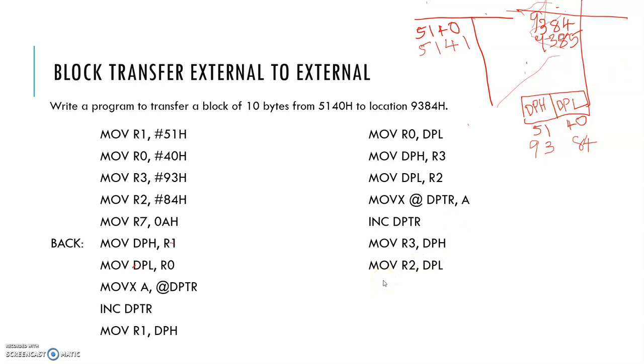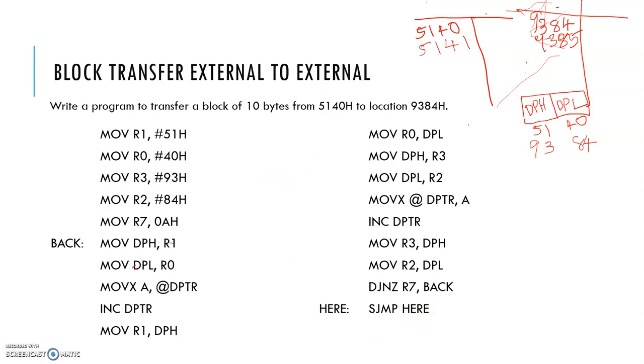So we can use the loop for this using DJNZ, that is decrement and jump if not 0, R7 register, where we store the count. So till R7 register becomes 0, this loop will be executed, that is the count is 10, so this loop will execute 10 times. So 10 bytes of data is moved from the location starting from this address to the location starting from this address. So to 10 locations the data is transferred. And then stop the program by using the loop. So this is a block transfer from external memory to a different location in external memory.